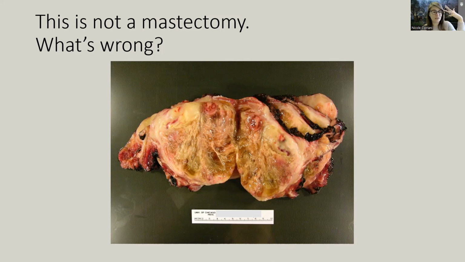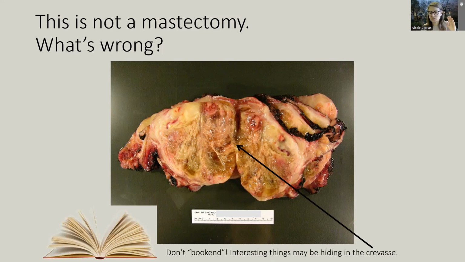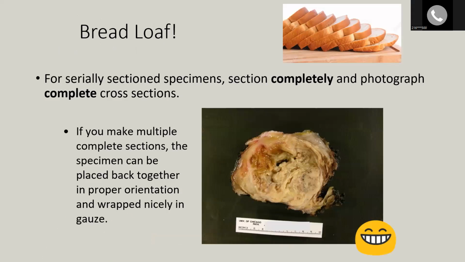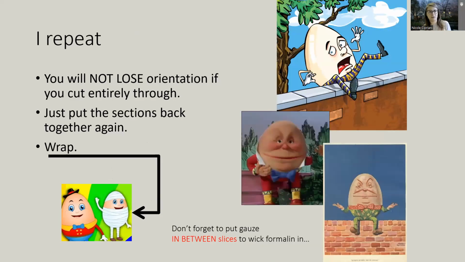You don't allow it to fix as well if you keep a couple centimeters intact. So don't bookend it. Interesting things are hiding in the crevices. Bread loaf it, all the way through. If you make multiple complete sections through that specimen, or even bisect it down the middle and you have two halves or multiple sections, you can still maintain orientation if need be, right? By placing gauze in between those slices, lining them back up again, and then wrapping it like a little Humpty Dumpty baby, right? Okay, so you can put Humpty Dumpty back together again if you cut it and lay it out appropriately.